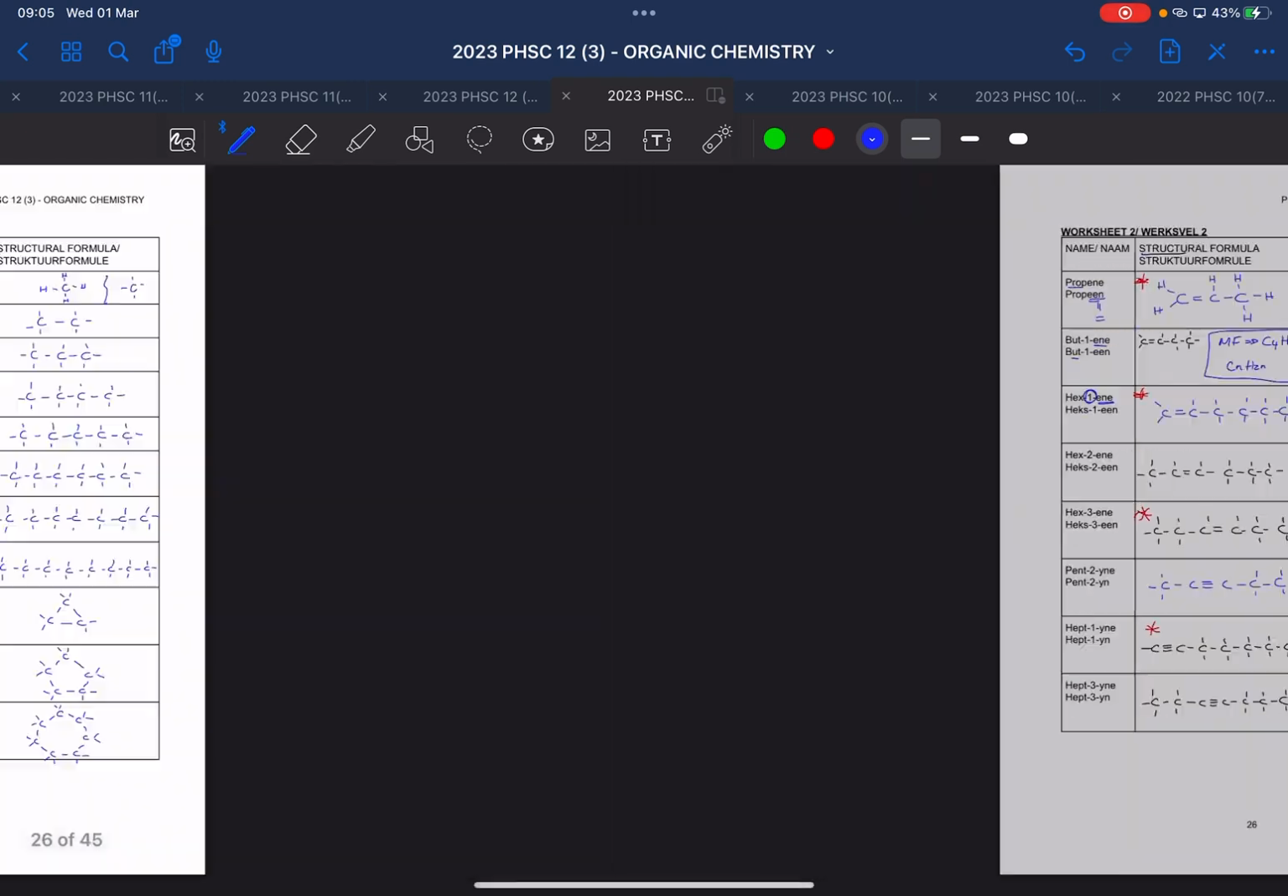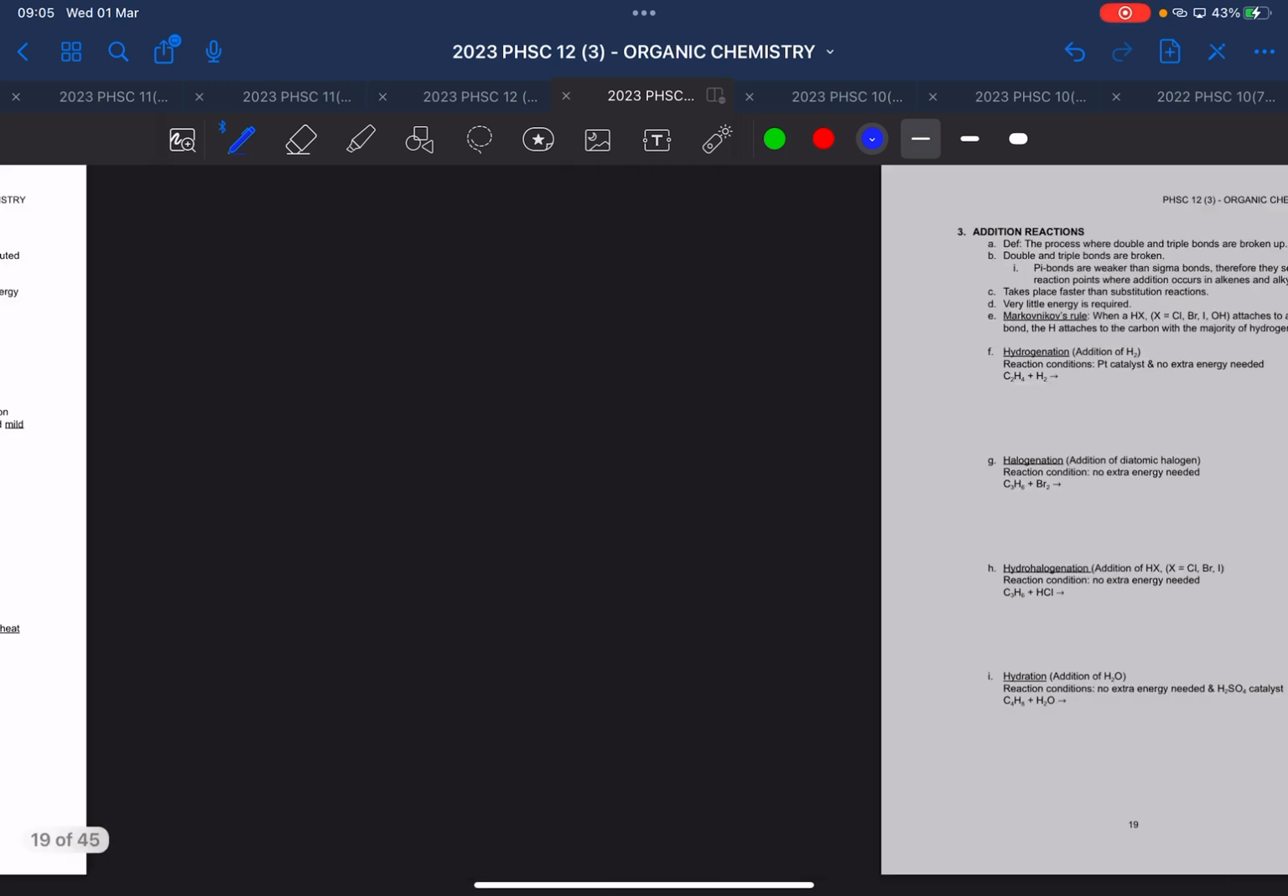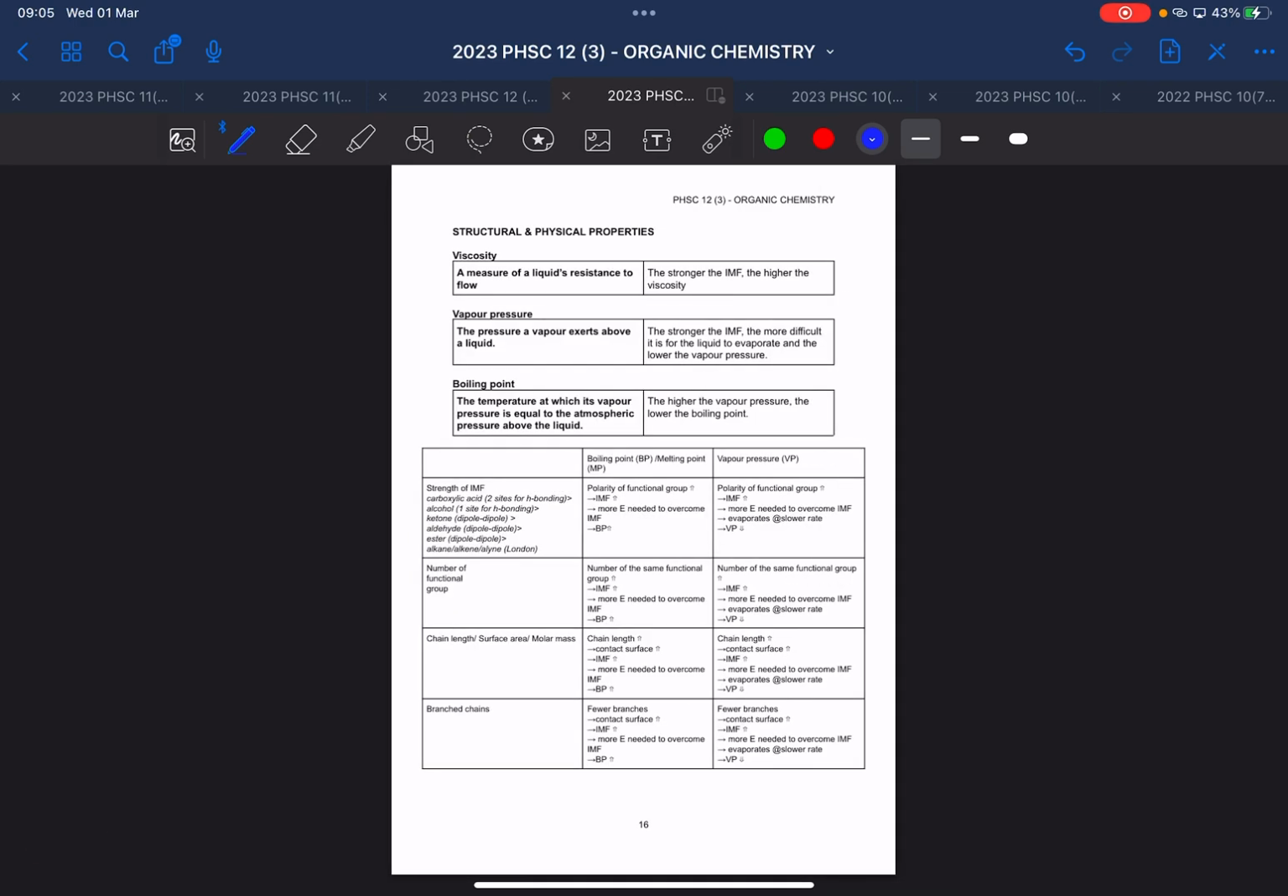Alright. Okay, so let's go to the next part of the work. That is the intermolecular forces. So that is on page 16.